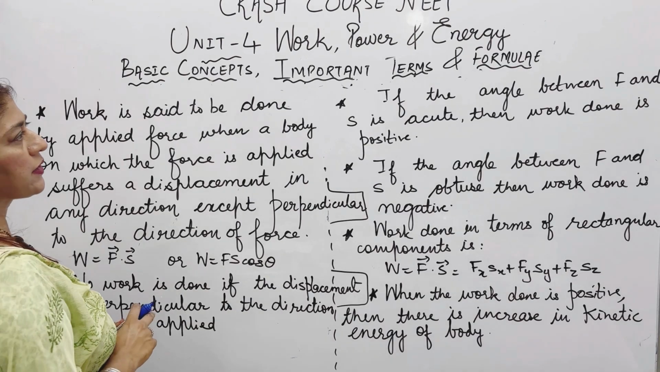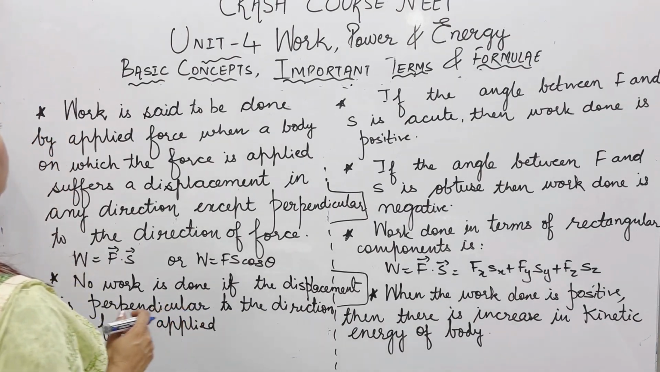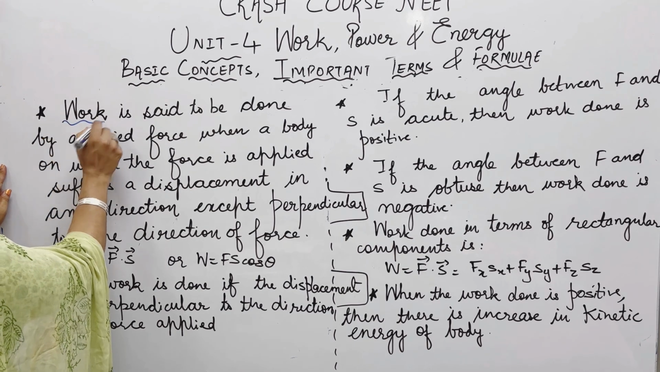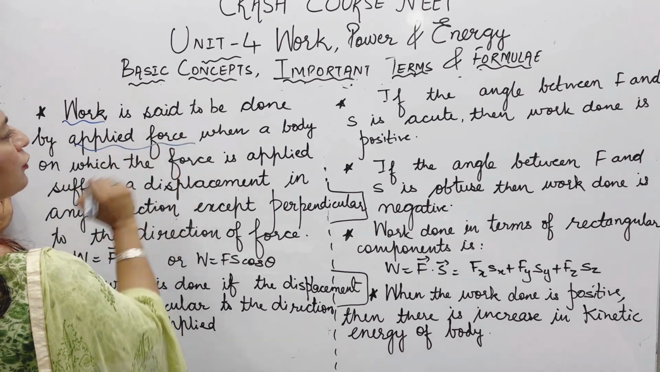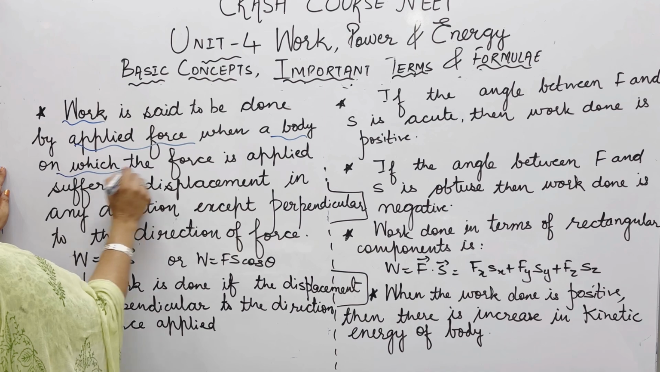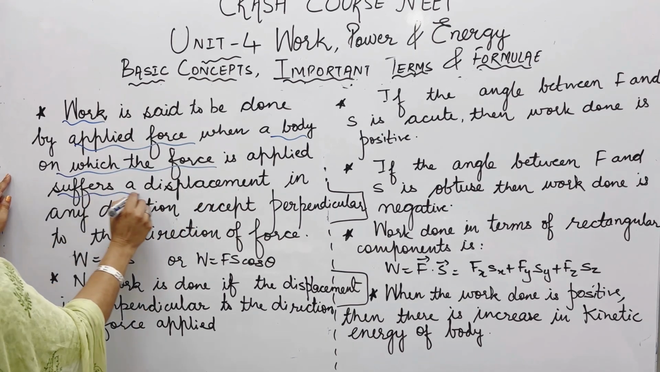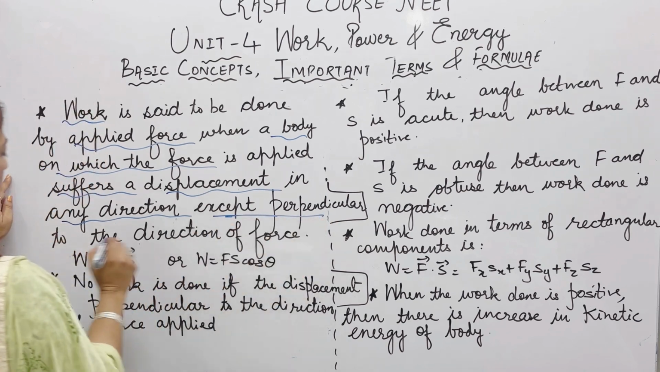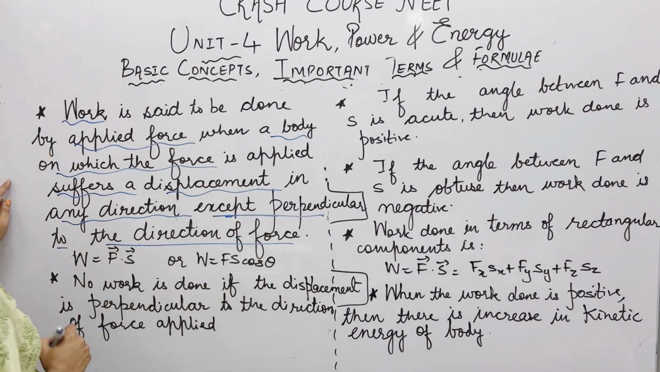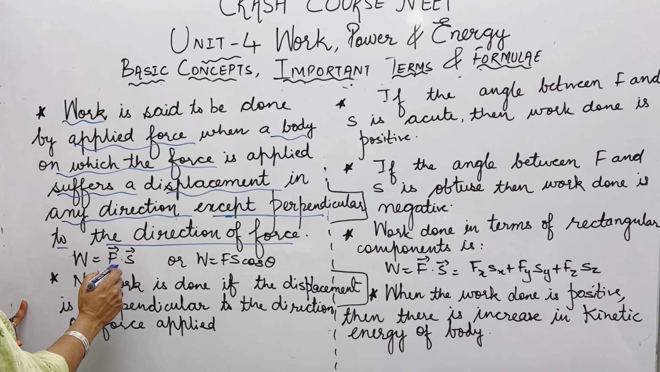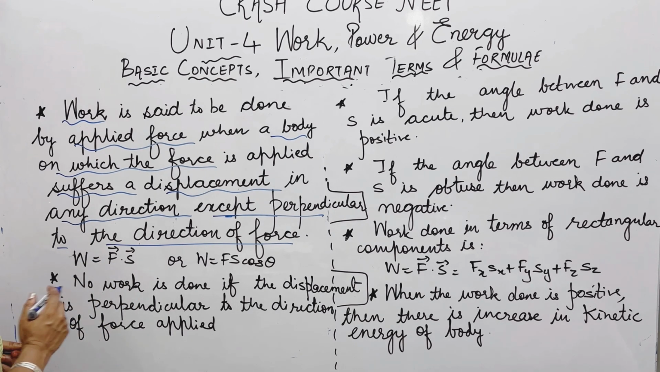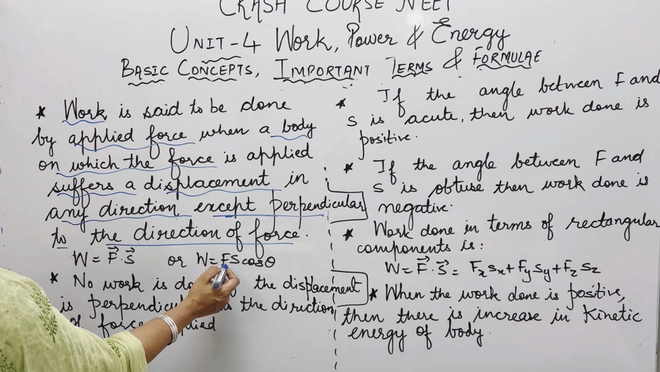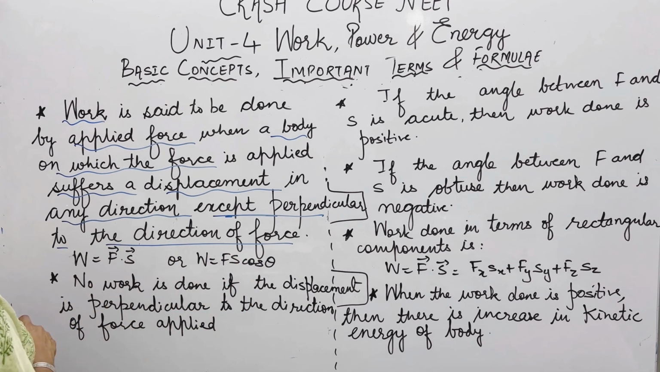Let us talk about the basic concepts, important terms and formulae of work, power and energy. Work is said to be done by the applied force when the body on which the force is applied suffers a displacement in any direction except perpendicular to the direction of the force. Work is a scalar quantity and it is the dot product of force applied and the displacement, or F, the force into displacement into cos of the angle between the force and the displacement.